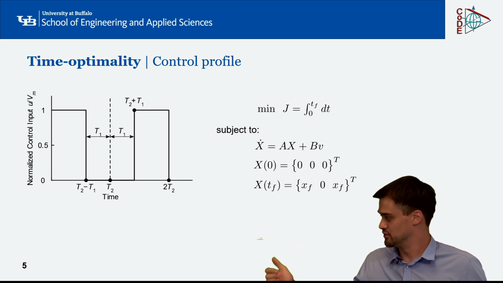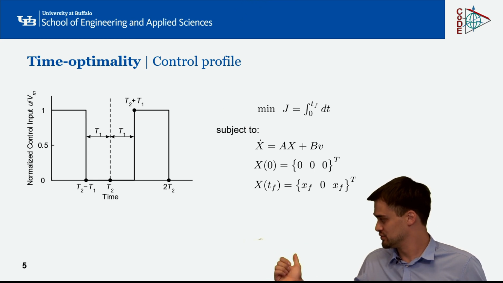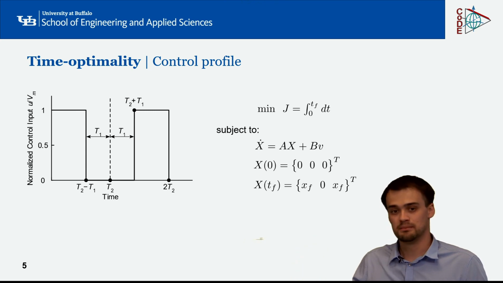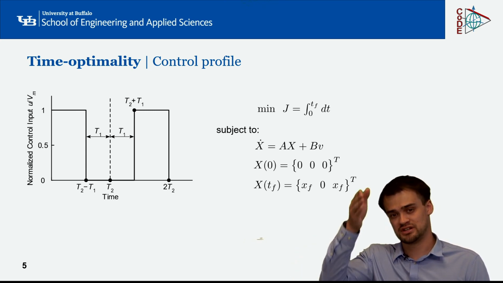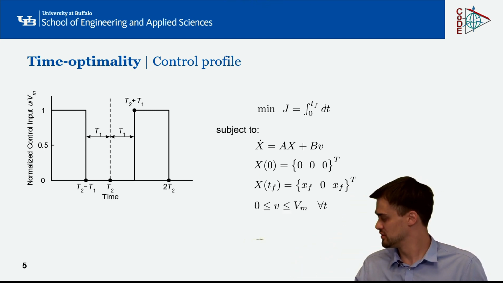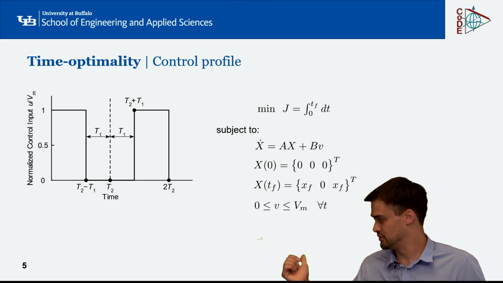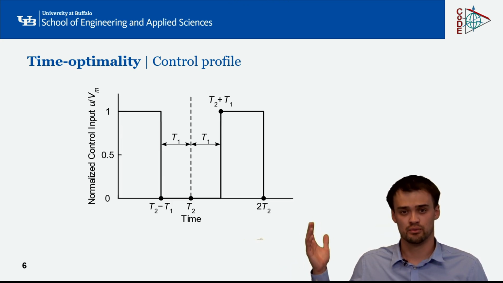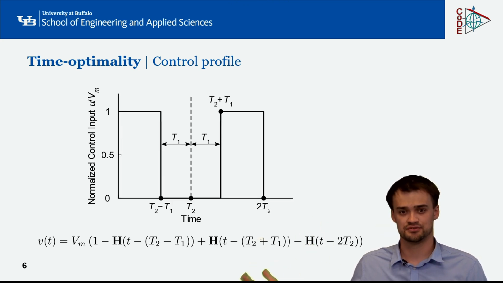And the final states, which means the final position of the trolley should be xf, the velocity should be zero at the final time, and the payload's position should be xf as well, meaning the pendulum should hang straight down. And we know that our velocity is bounded between 0 and the maximum possible velocity, which I note as vm, for all time. Coming back to our control profile, we can write this in the time domain as follows, where h is a Heaviside function.